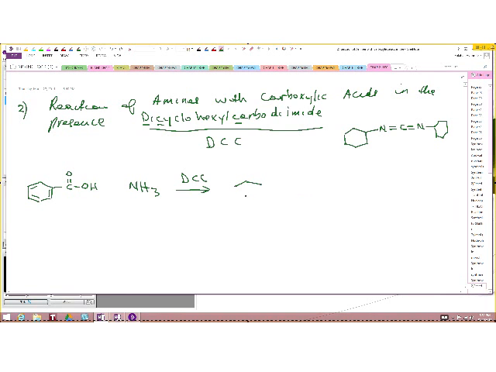This gives you the amide. So here you could go directly from the carboxylic acid to the amide. What happens here is that ordinarily we tell you the hydroxy group is not a good leaving group, but this hydroxy group combines with the DCC and becomes a good leaving group.